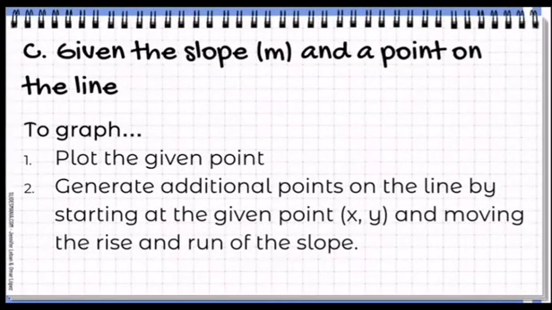Third given condition for linear equation. Letter C, given the slope m and a point on the line. To graph, plot the given point and generate additional points on the line by starting at the given point (x, y) and moving the rise and run of the slope.